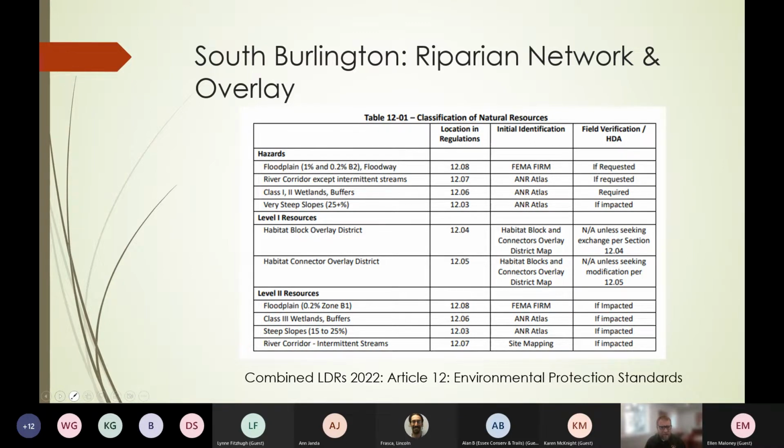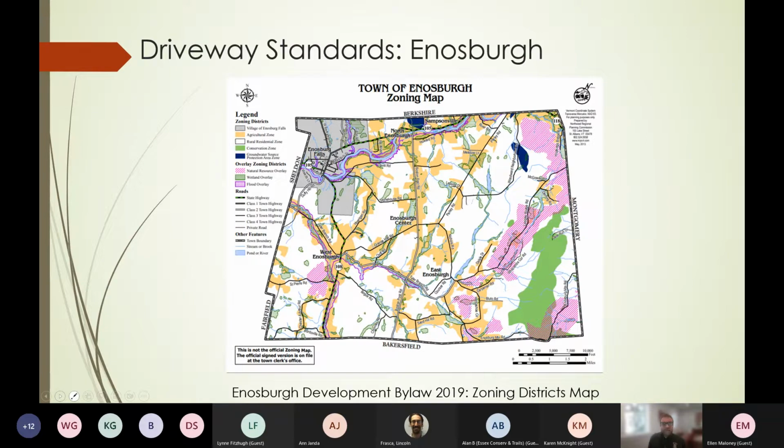Okay, I'm just going to jump around, go up north now. This is Enosburgh. It's a town right on the border between the Champlain Valley and the Green Mountains. This is their zoning map. And in orange is their agricultural zone, and the large white space is their rural residential district.